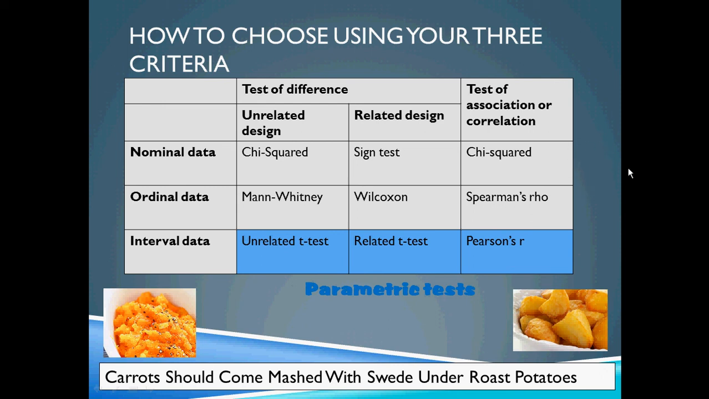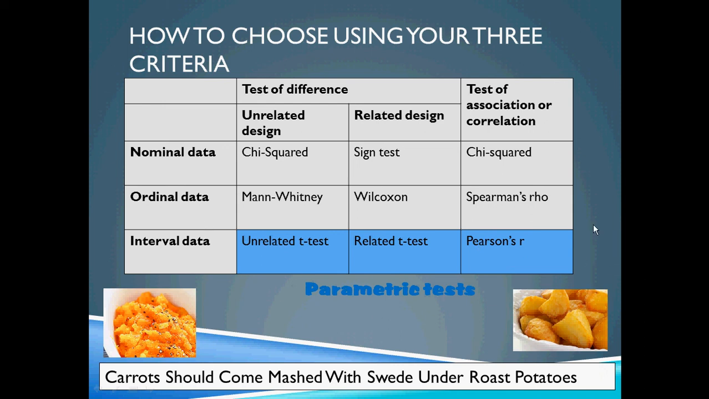So if you've got an experiment where you've got a related design like matched pairs, and you've got ordinal data, so people have ranked something, then you know you have to use the Wilcoxon test. And to help you learn this, someone's come up with this quite helpful phrase: carrots should come mashed with swede under roast potatoes. And this relates to the order that they come. So carrots should come mashed with swede under roast potatoes. Okay, so that should help a little, but you'll still have to learn it.